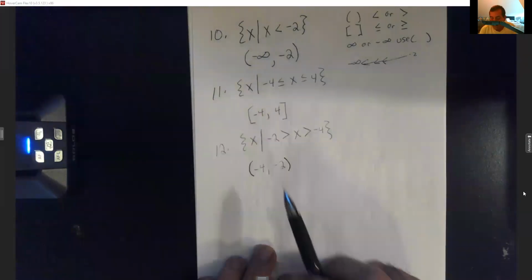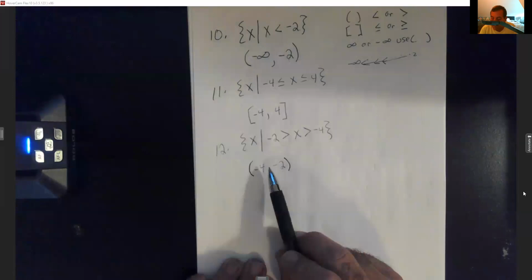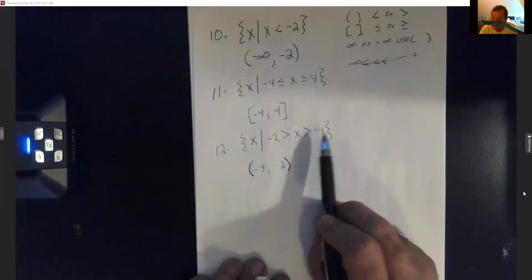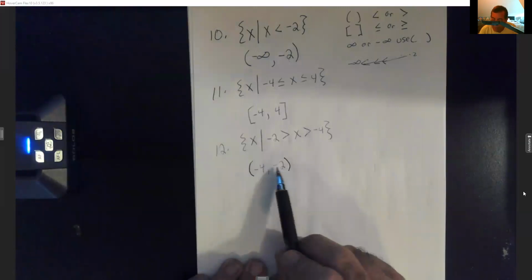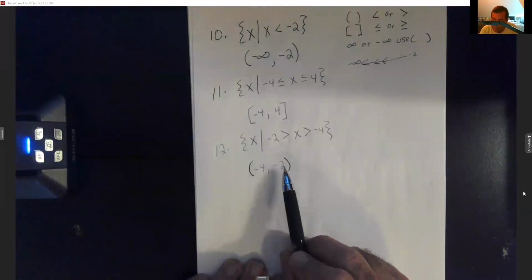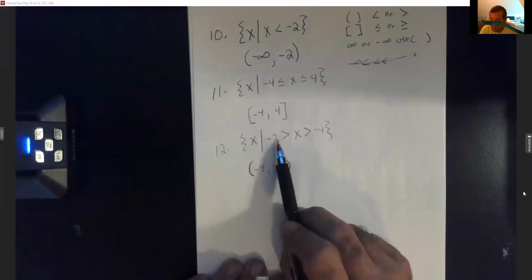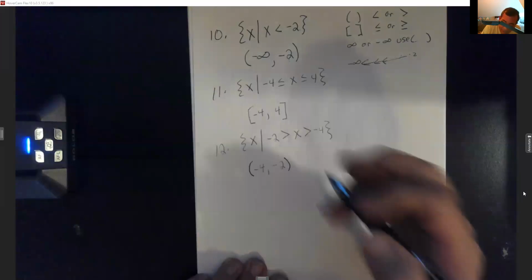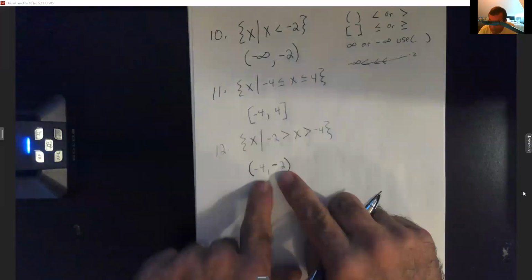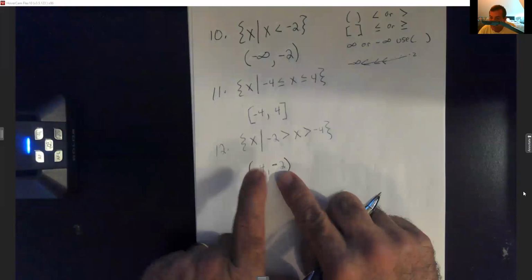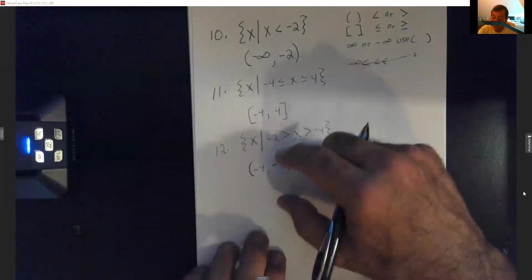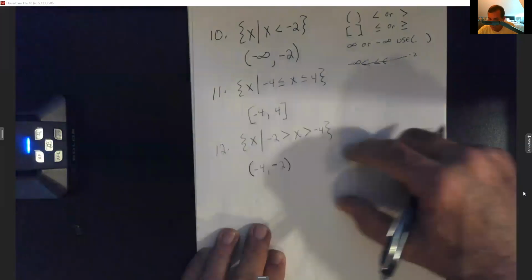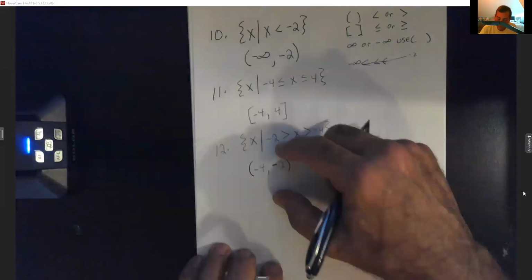So negative 4 is less than x, which is what this is saying, because the x is bigger than the negative 4. And then x is less than my negative 2, which is what this is saying when it says negative 2 is greater than that x. Okay? So put them in order. They got to go in order from the smallest number to the biggest number, which is what we call ascending order. You want to go small to large on these, okay?